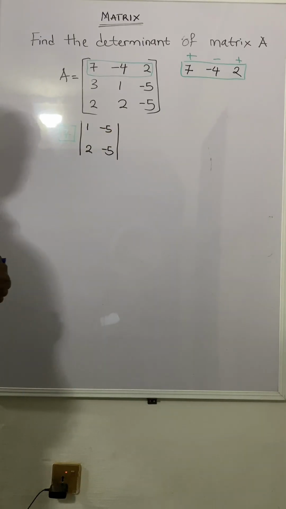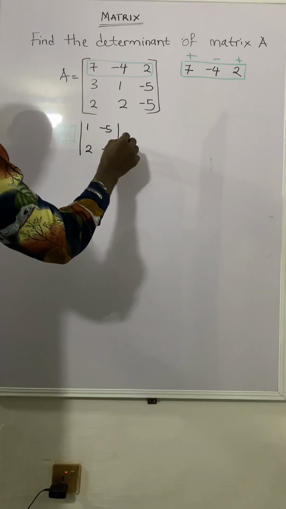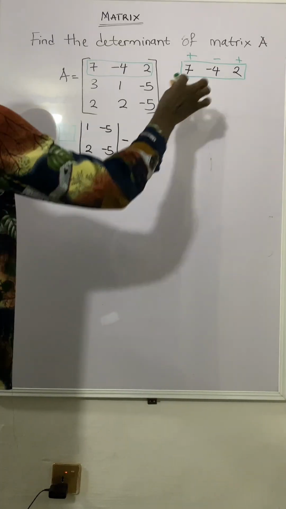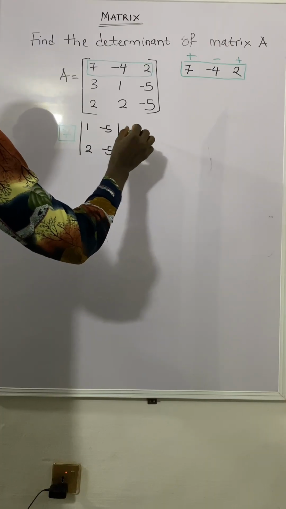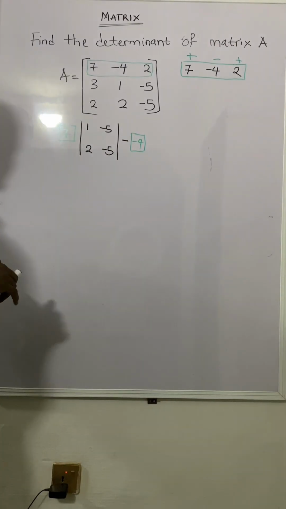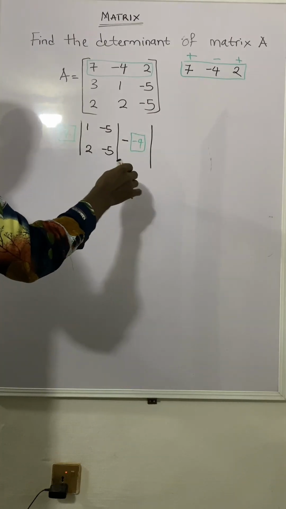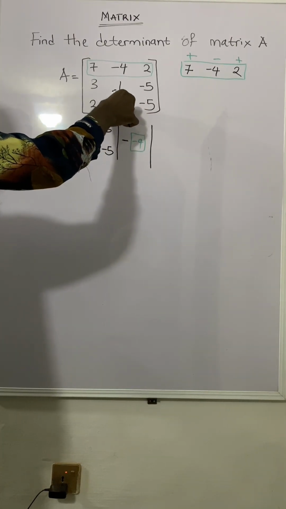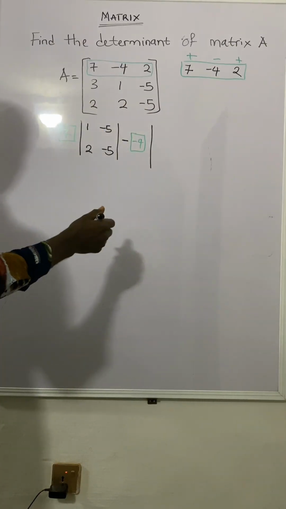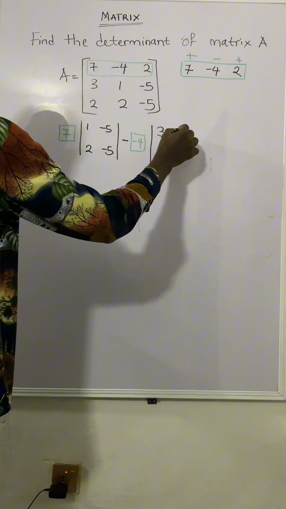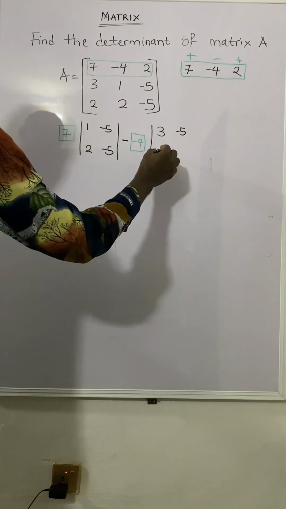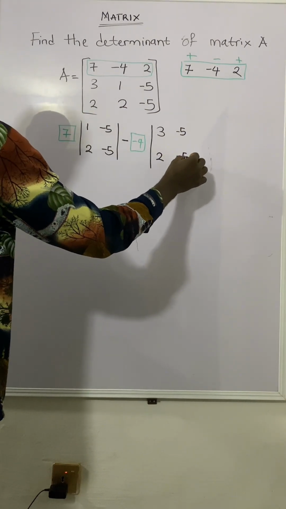Then the next sign there, like I said, is your minus sign. Here you have minus 4. So minus 4 as the scalar value again. Now you leave the element under the minus 4. You pick the other elements to form a 2 by 2. So 3 minus 5, 2 minus 5.